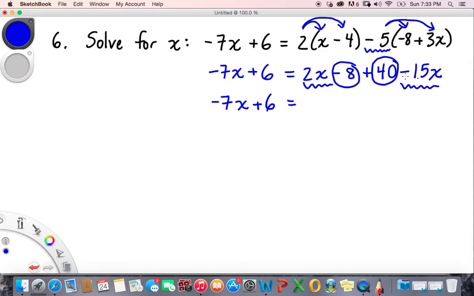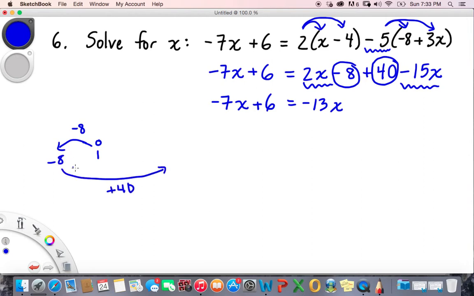So let's go ahead and combine the x's first. 2x minus 15x. 2 minus 15, that's going to put us into the negatives. That's going to give us negative 13x when I subtract. And then as I look at my constant terms, negative 8 plus 40. Again, be careful here. Imagine if we're on a number line, we're at 0, we subtract 8. So we're down here at negative 8, then we turn around and add 40. We're going to be way up here.